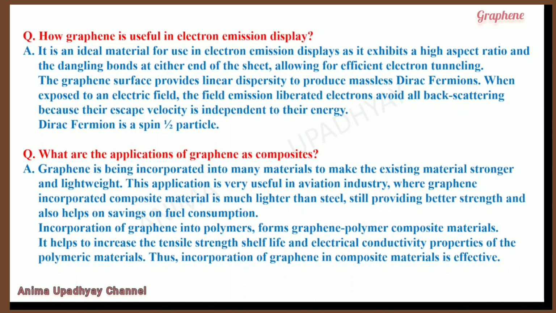What are the applications of graphene as composites? Graphene is being incorporated into many materials to make the existing material stronger and lightweight. This application is very useful in the aviation industry, where graphene incorporated composite material is much lighter than steel, still providing better strength and also helps in saving fuel consumption. Incorporation of graphene into polymers forms graphene polymer composite materials. It helps to increase the tensile strength, shelf life and electrical conductivity of the polymeric materials. Thus, incorporation of graphene in composite materials is very effective.